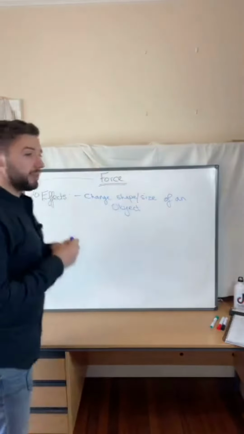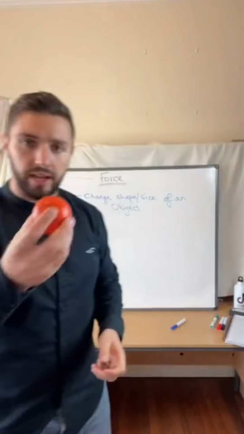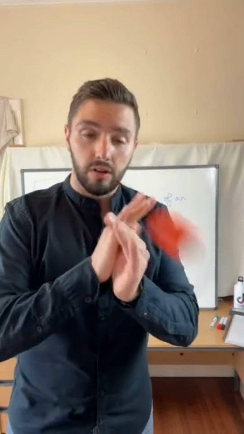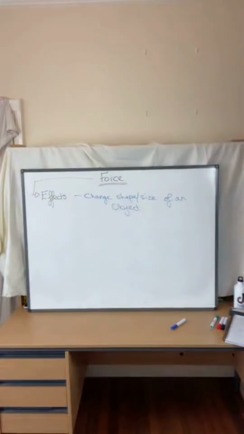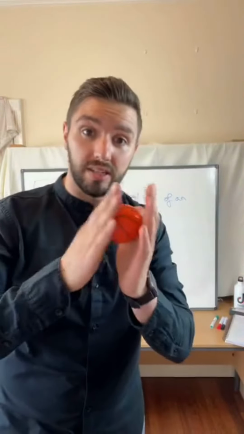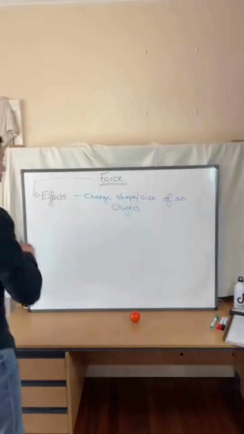So that's the first thing that a force could do. If we take, for example, this ball, you can see it's got a particular shape. If I apply a force to it, you can see it's changed its shape, nice and easy. All I'm doing is applying a force. When I apply the force, it changes shape, and when I release the force, it changes back. So that's the first thing that it might do.